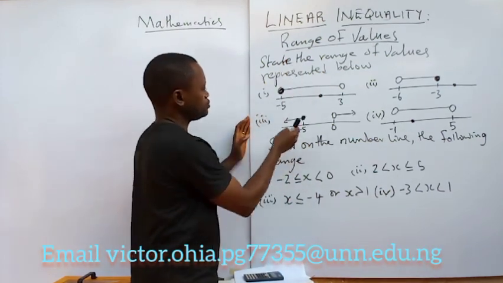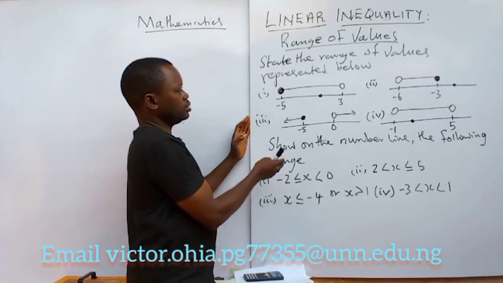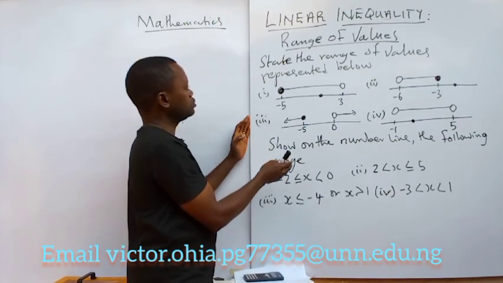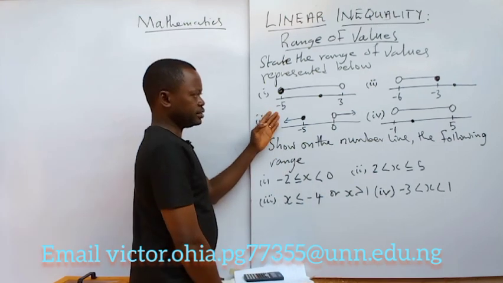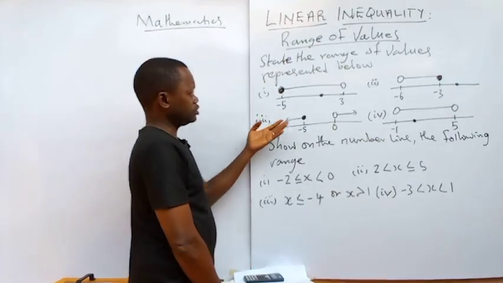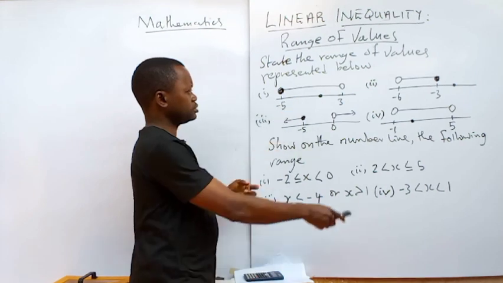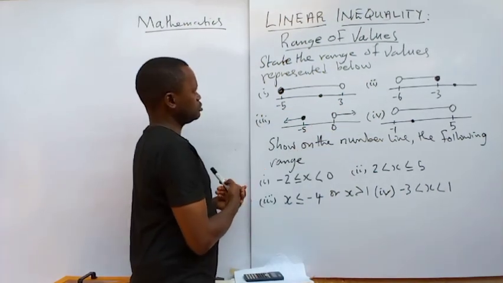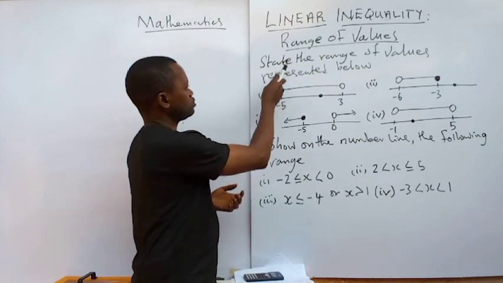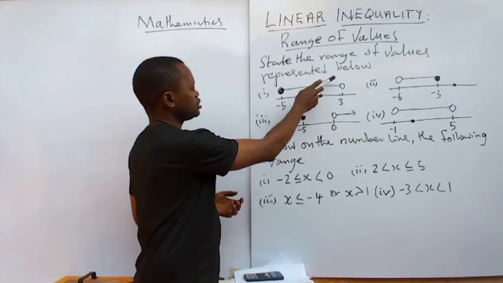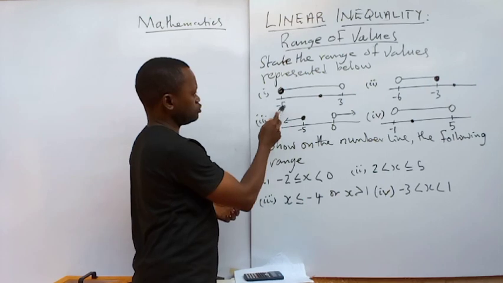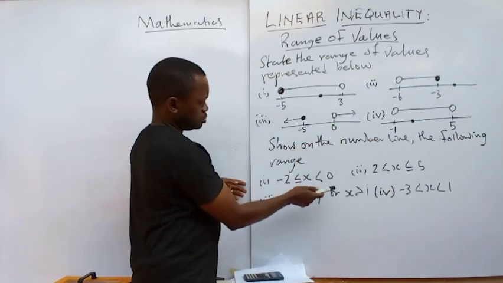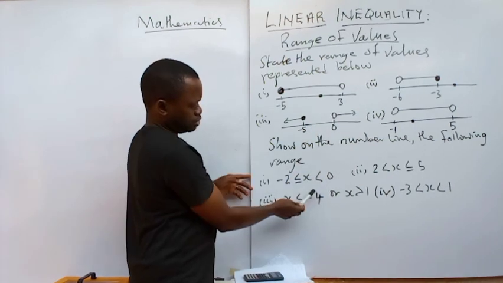In this problem I have here, an inequality problem might require you to interpret things like this in an examination. Interpret something like this, like this, like this, or like this. The question says state the range of values represented below. I have up to 4 different instances, and the interpretation will look like these ones.